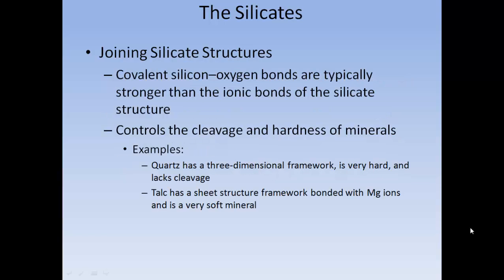Covalent silicon and oxygen bonds are typically stronger than the ionic bonds of the silicate structure. This controls the cleavage and hardness of minerals. Examples: quartz is a 3-dimensional framework that's very hard and lacks cleavage. Talc is a sheet structure bonded with magnesium ions, and it's a very soft mineral.